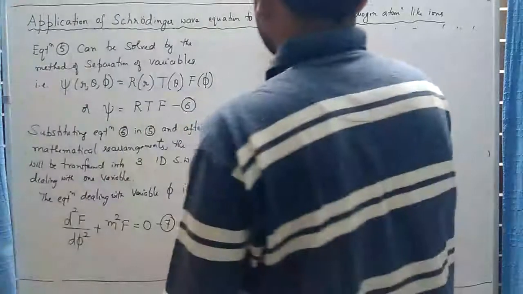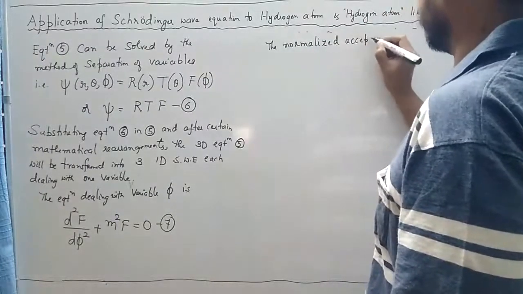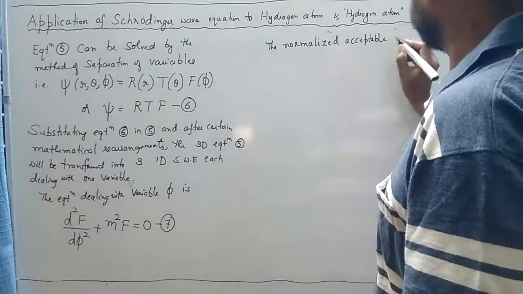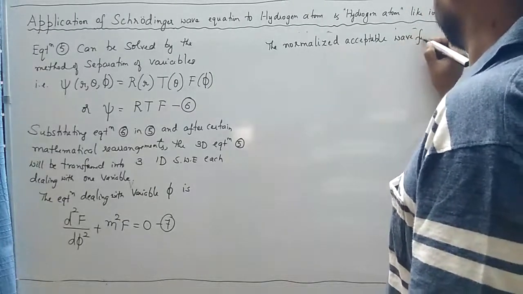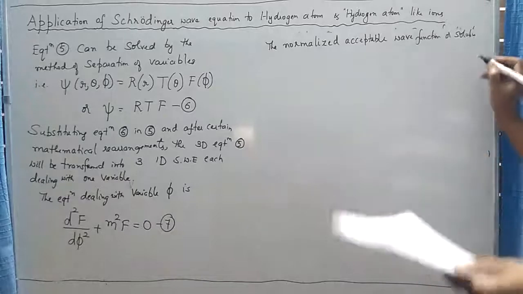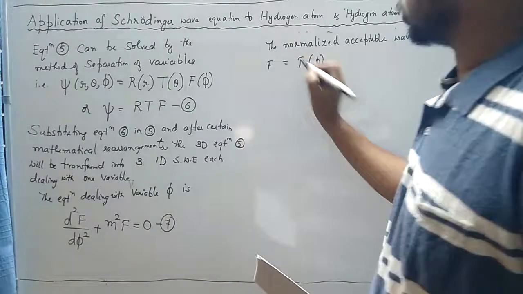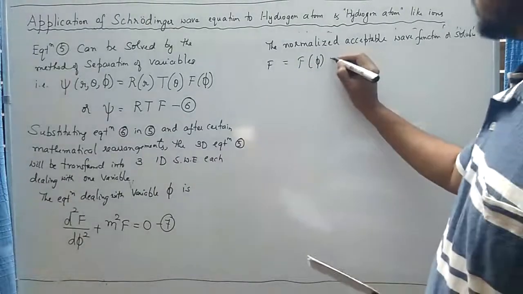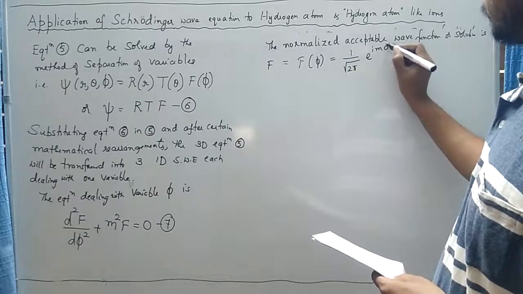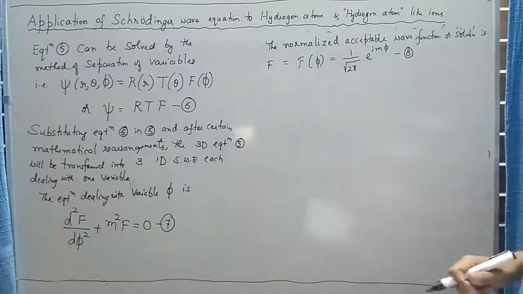The normalized and acceptable wave function or the solution is F of phi, or you can simply write it as F, both are one and the same. So the function F, which is nothing but F of phi, is given by 1 by square root of 2 pi into e to the power i m phi. So when you solve this differential equation, you get this solution, that is function F is 1 by square root of 2 pi into e to the power i m phi.